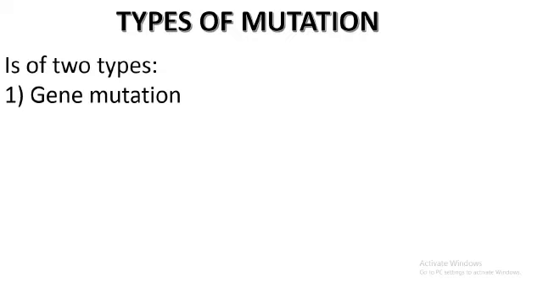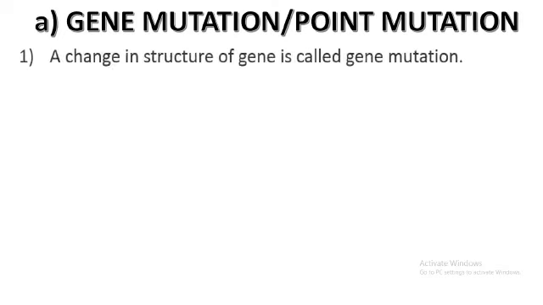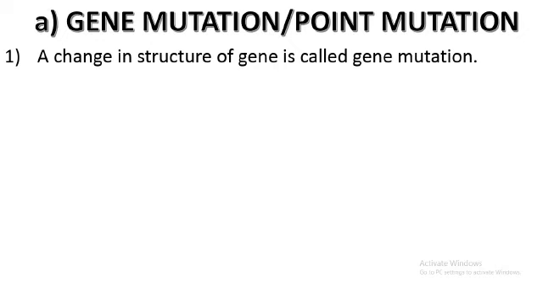Now let us come to the types of mutation. Mutations are categorized into two types. What are they? The first one is called gene mutation, also known as point mutation. The second one is chromosomal mutation. Let us try to understand what is gene mutation and how it is caused. Gene mutation: a change in the structure of a gene is called gene mutation.